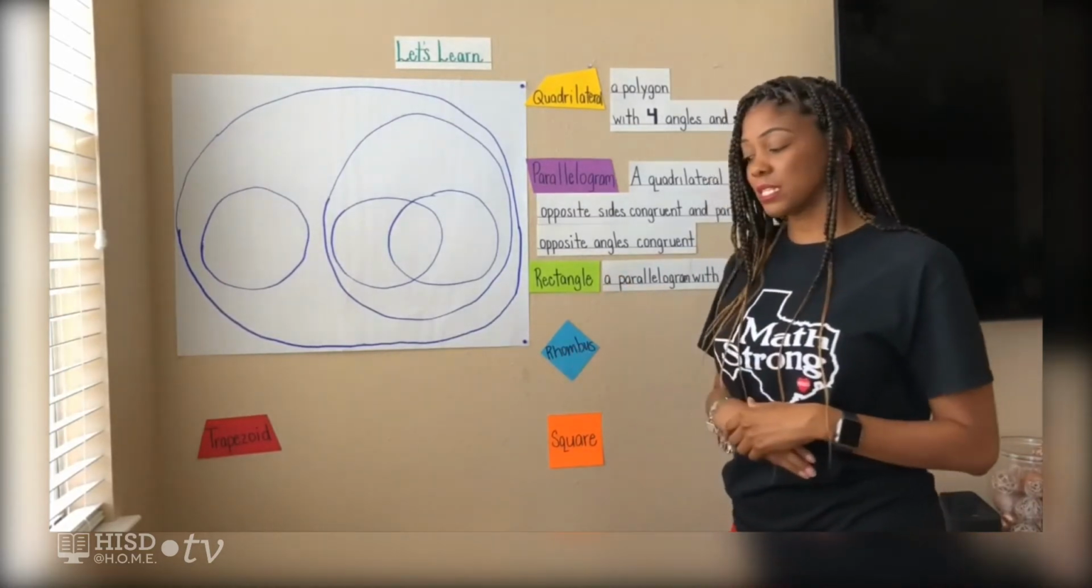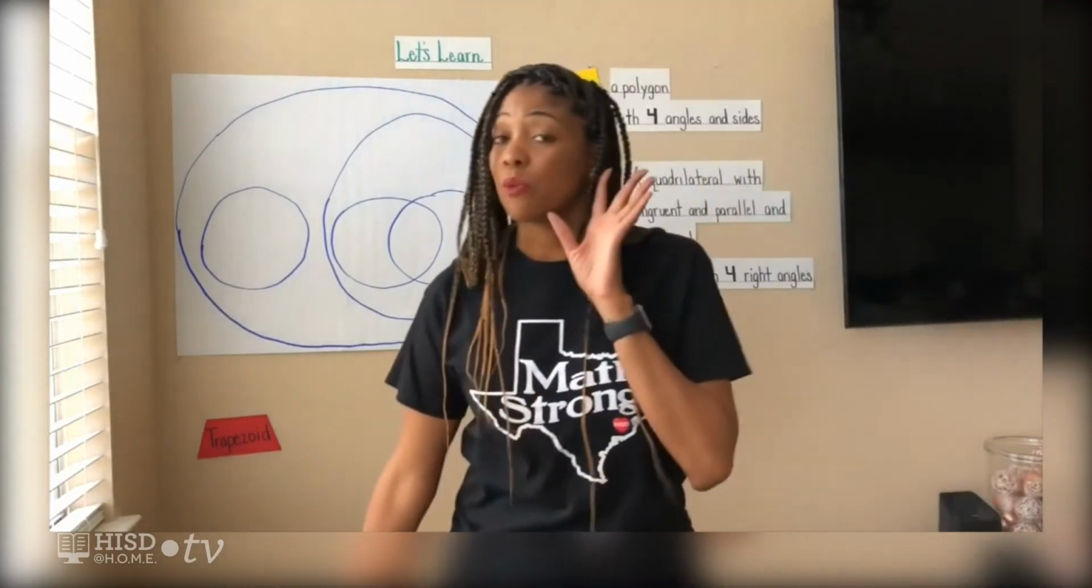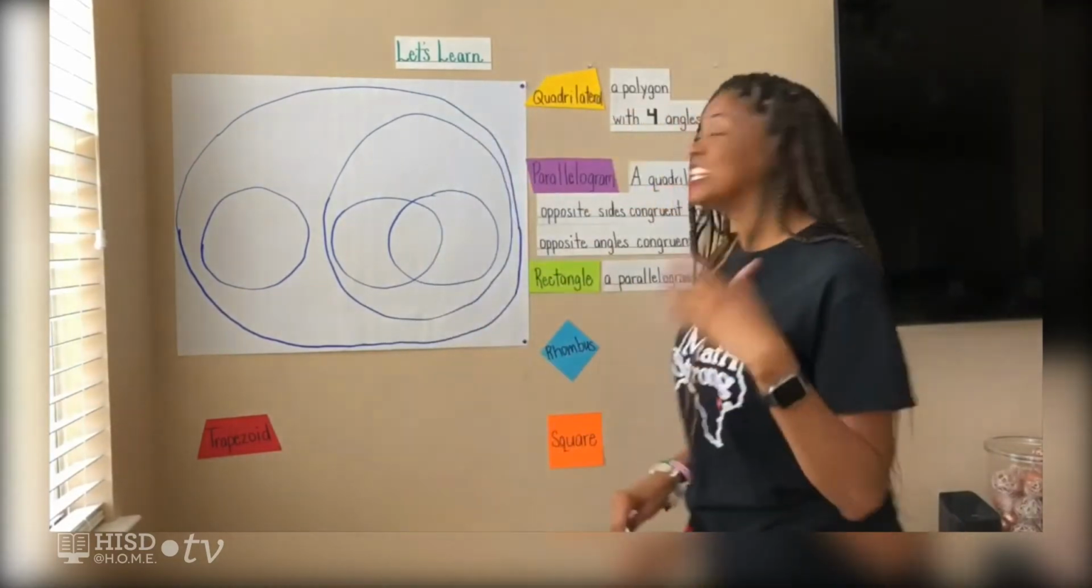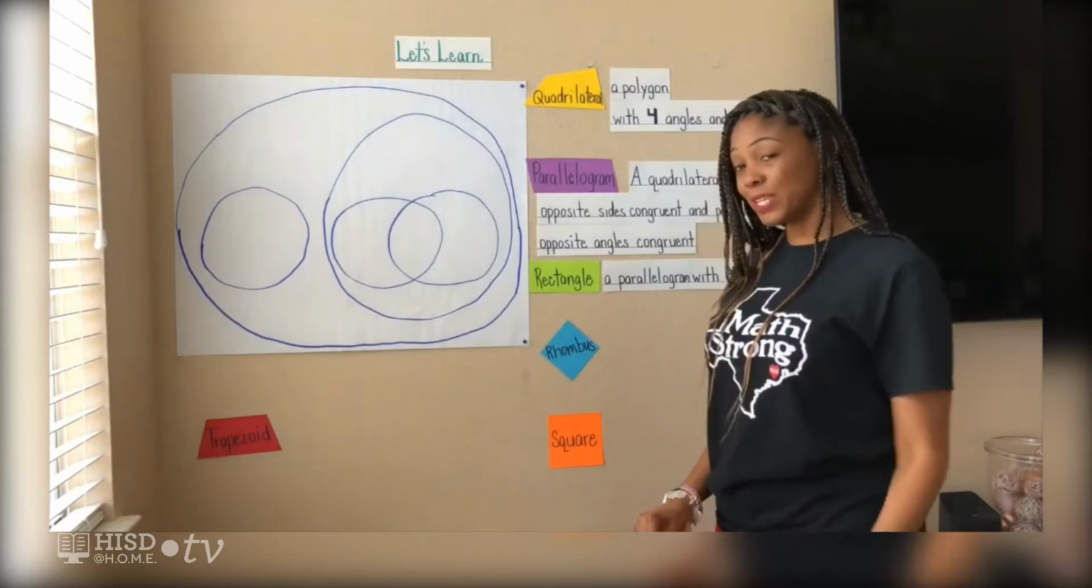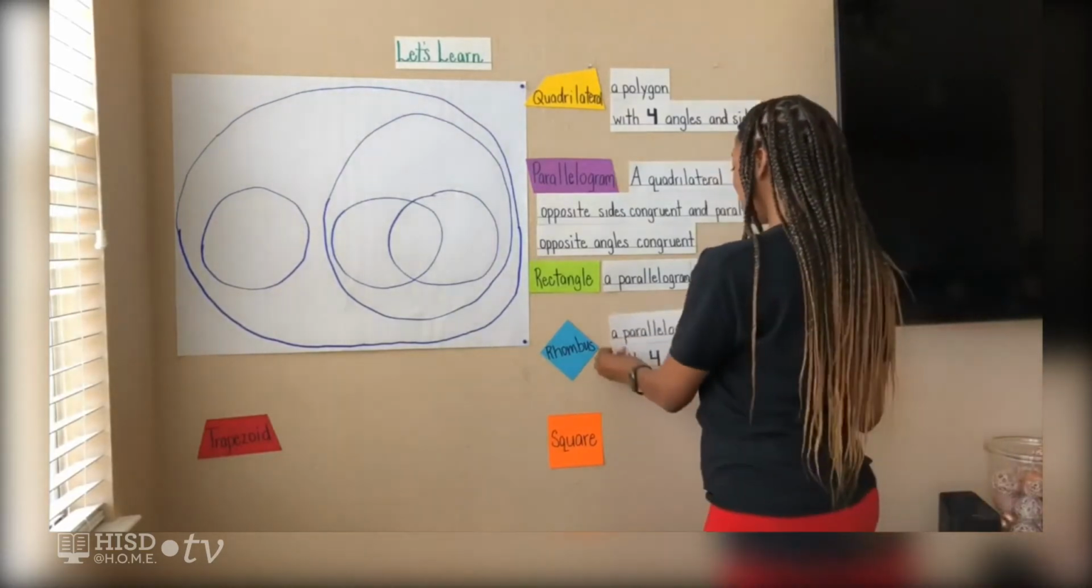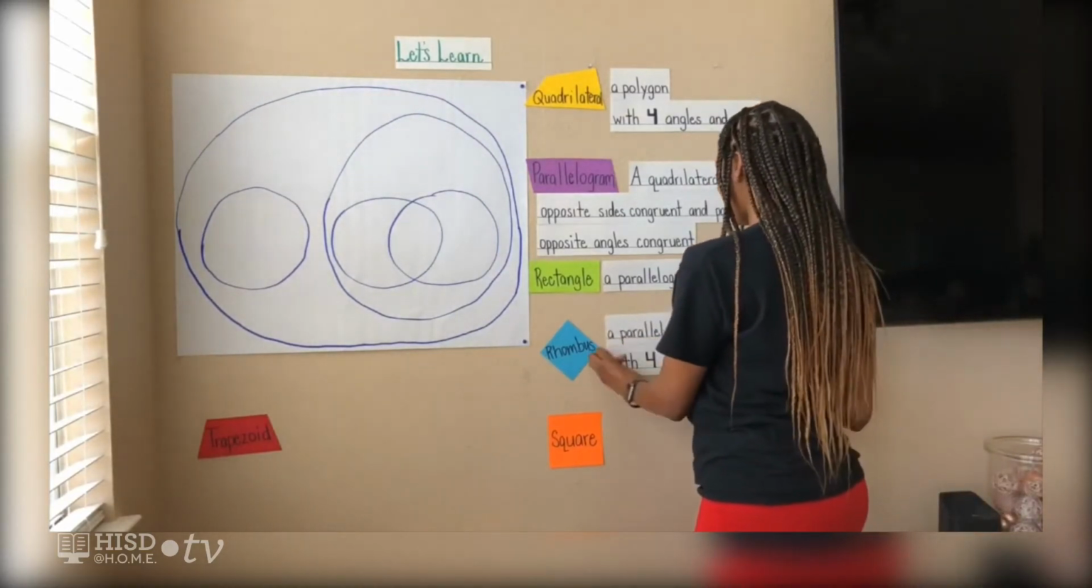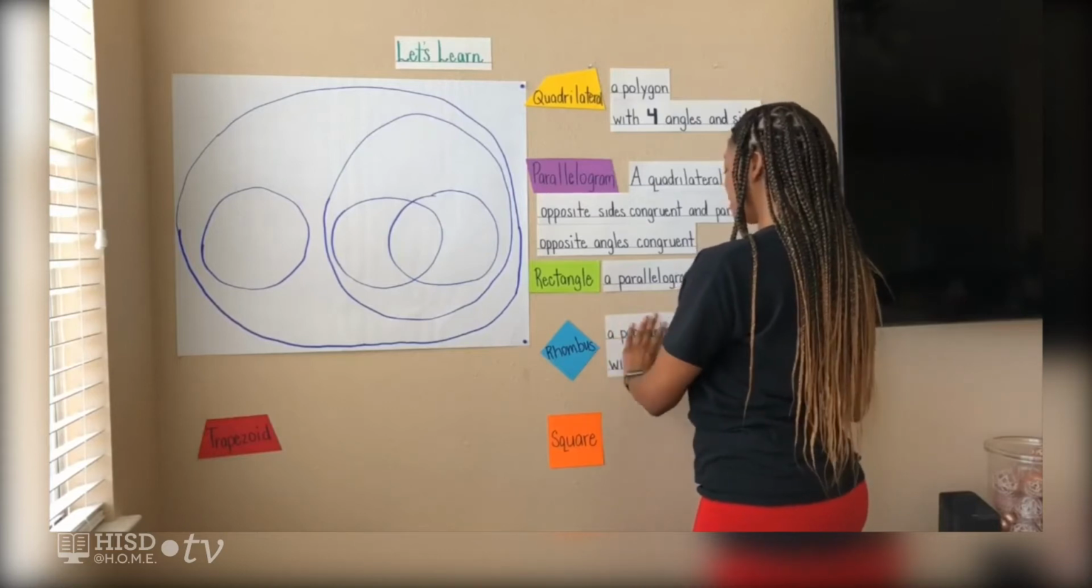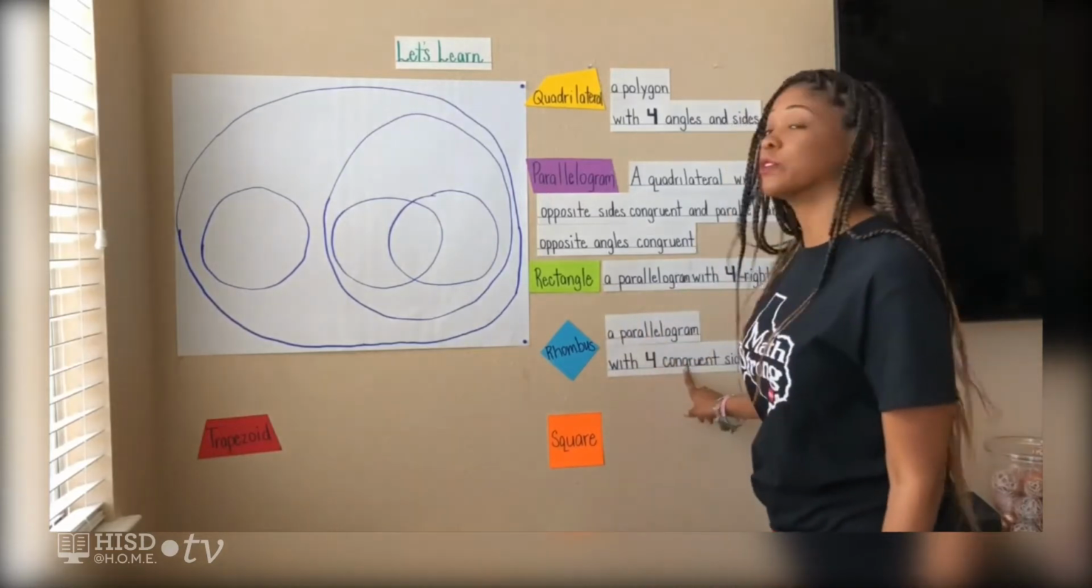So a rectangle is a parallelogram with 4 right angles. Let's look into rhombus. So when we talk about rhombus, it's a what? You said it. It's a quadrilateral, but it's also a parallelogram. But on this one, it's a parallelogram with 4 congruent sides.